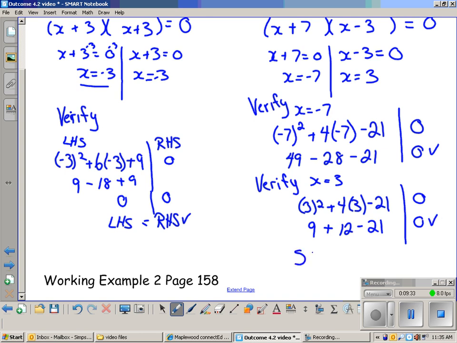Often our solutions are written as a solution set. Our solution set in this case are the values of negative 7 and 3. If we go back to the first example, our solution set is just the value of negative 3.